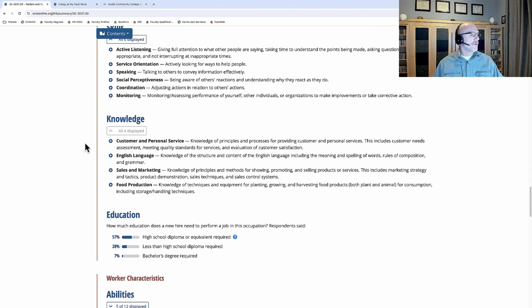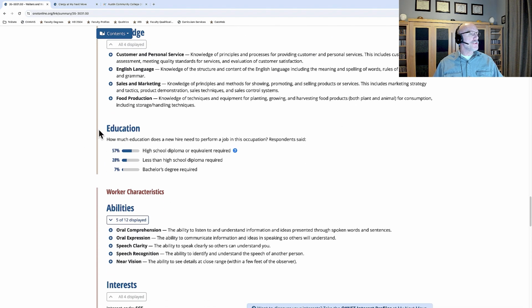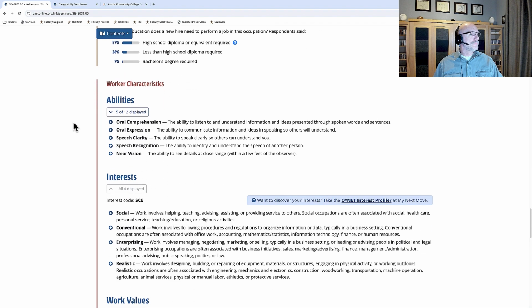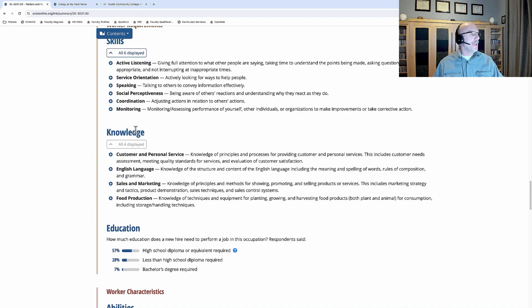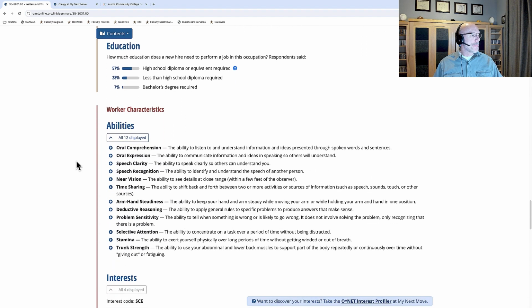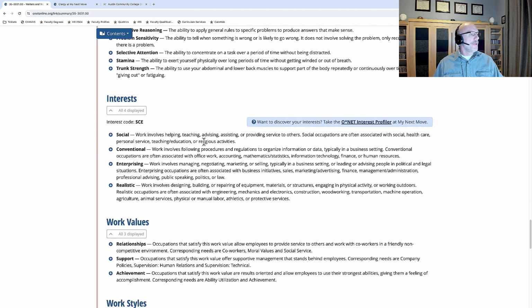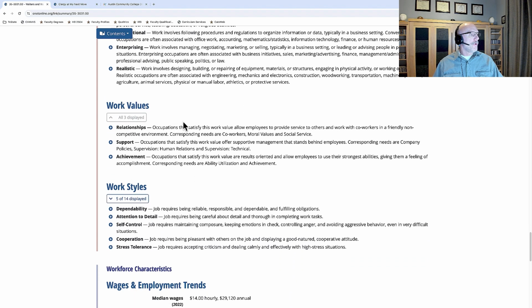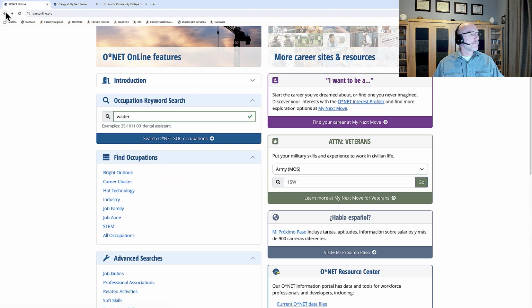Skills, knowledge, education, abilities. Remember, KSA, knowledge, skills, and abilities. This information here on the interest relates to the O*NET Interest Profiler, which is a result of Holland's Vocational Interest Inventory.